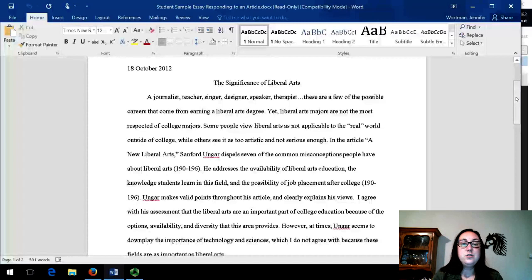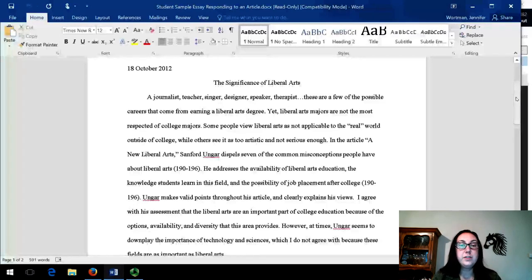Then it continues to explain that a bit more, where it says some people view liberal arts as not applicable to the real world outside of college, while others see it as too artistic and not serious enough. So this particular student introduced some of the other perspectives and views that exist on this topic, right? It's giving context for the discussion, like setting the scene for where the essay is going to go.